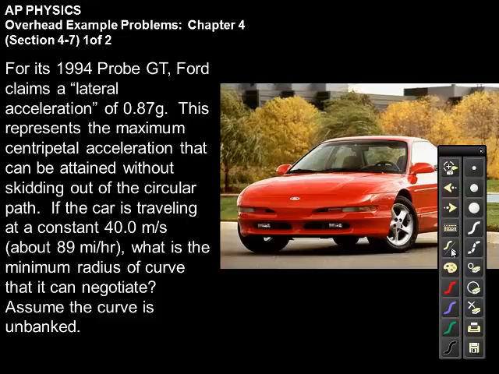Anyways, it claims a lateral acceleration, that is when you go around a curve, a maximum acceleration of 0.87 Gs. So whenever you see g as a unit, it's not a unit. It's 0.87 times 9.8, where g is the standard acceleration due to gravity. This represents the maximum centripetal acceleration that can be obtained without skidding out of the circular path, because we don't want to skid or flip this thing. If the car is traveling at 40 meters per second, what is the minimum radius of curve that it can negotiate? Okay, assume a flat road. Unbanked and flat.